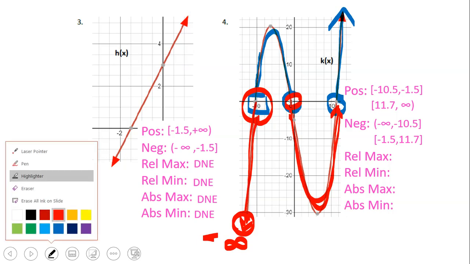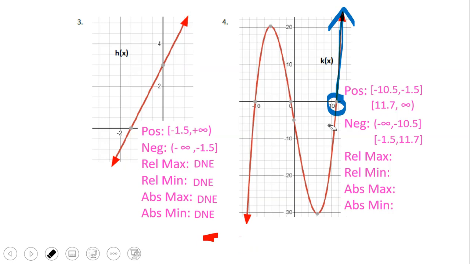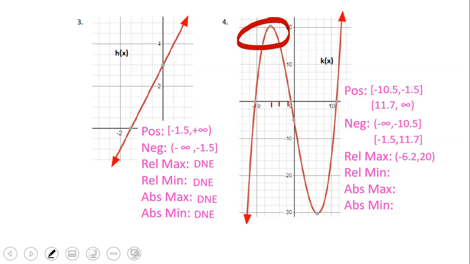So now we're talking about relative max, relative min. This is a perfect graph to show you those things. A relative max is a peak. We have one of those right here. I said that point was (negative 6.2, 20). Where did I get negative 6.2 from? 2, 4, 6. It's a little bit to the left. So I said it's a smidge, 0.2, and then it's 20. Why is it relative? Because over here on the right, that arrow tells you that it keeps going.